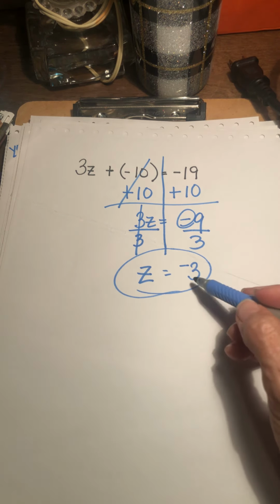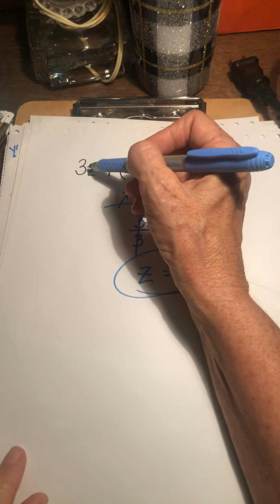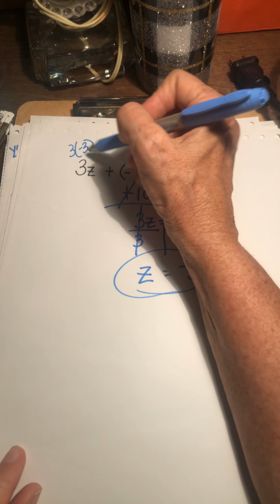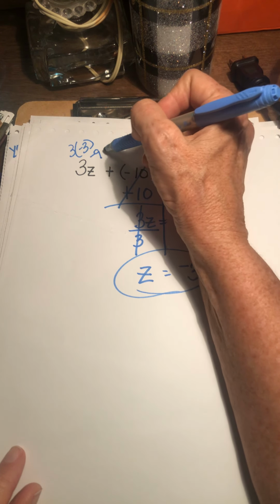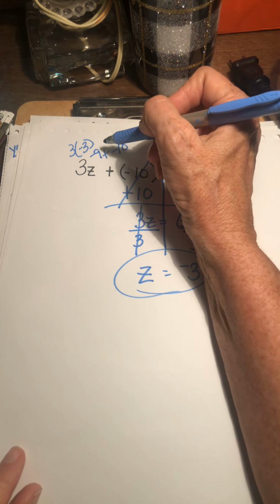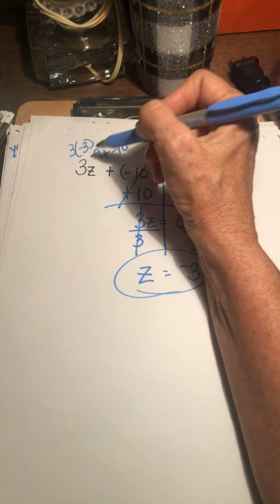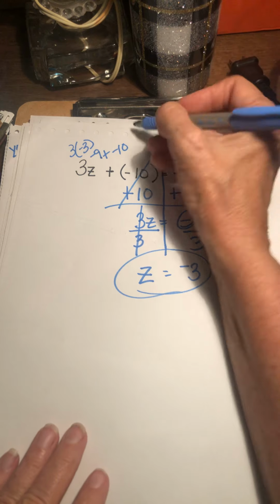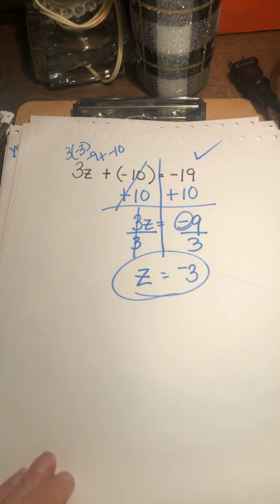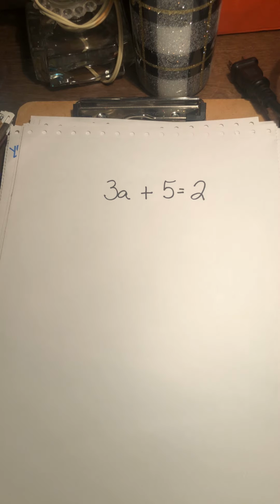I could even go up and check myself. 3 times -3 is -9. -9 plus -10. I owe 9 and I owe 10. I borrowed 9 from you, then I borrowed 10 from you. Guess what? I owe you 19, so this checks out. All right, here's another one. Why don't you try this one, and I'll see you back here in a minute.